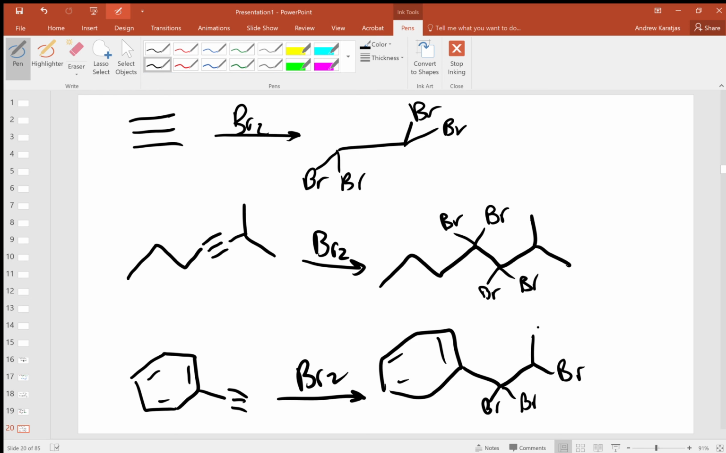And as with halogenation of alkenes, you can use other halogens, but again, iodine and fluorine tend to work not as well, whereas bromine and chlorine generally work pretty easily.